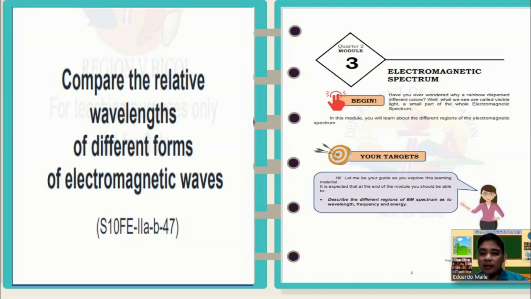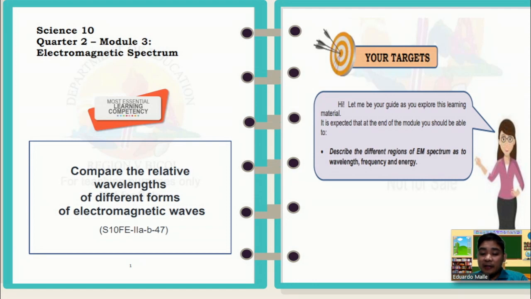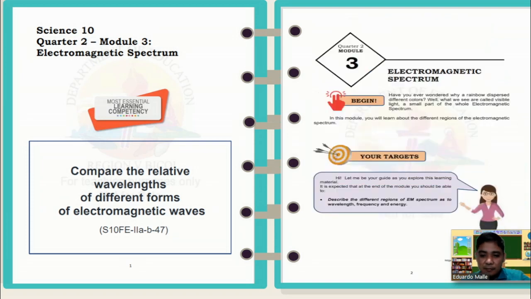So in this module, you will learn about the different regions of the electromagnetic spectrum, or the different members of the electromagnetic spectrum family. For our targets, we will describe the different regions of the electromagnetic spectrum as to wavelength, frequency, and energy. So just remember those three terms: the wavelength, frequency, and energy.